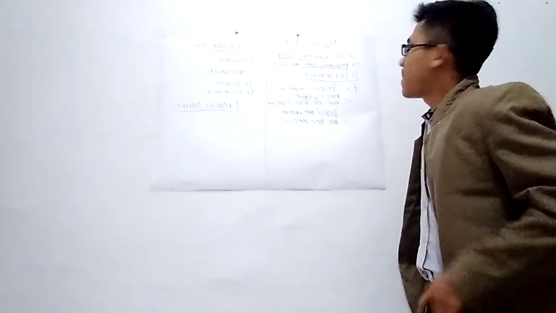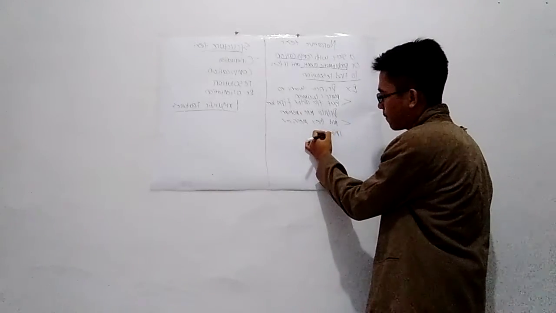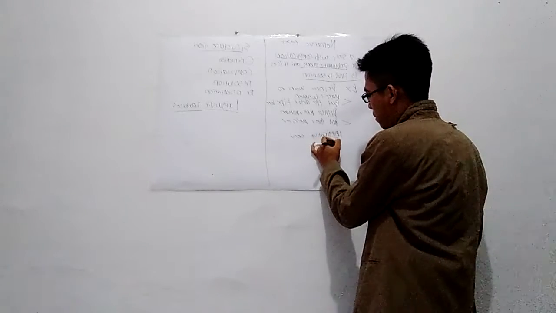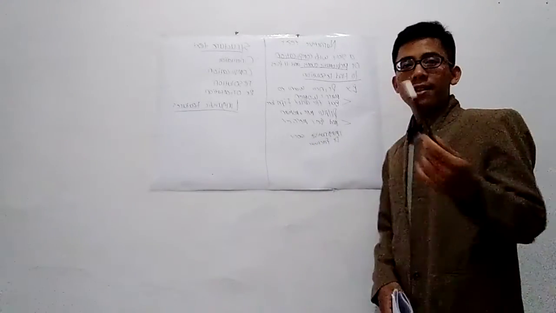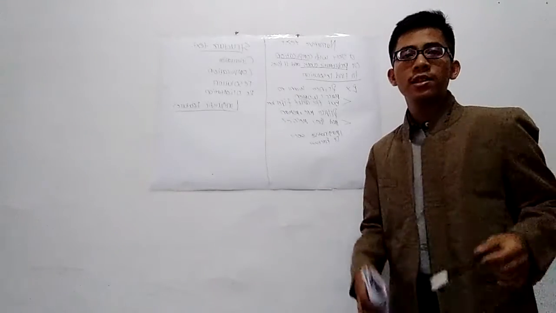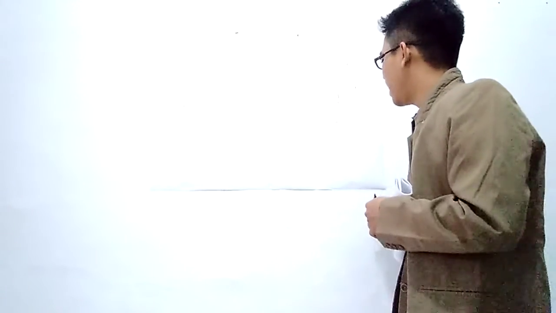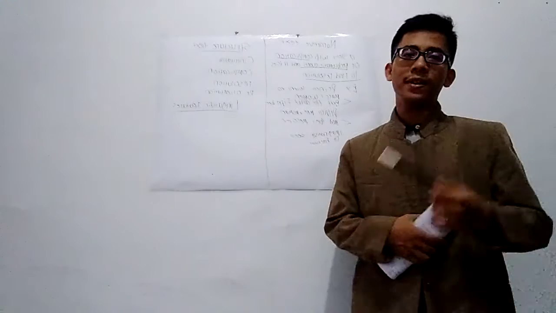Well, another definition, narrative text is an imaginative or factual story. Another definition is imaginative story or factual story. Imaginative story is like fable, legend, horror, myth, and so on. And factual story is like experience, history, and so on. That is called narrative text. Narrative text is imaginative story or factual story.